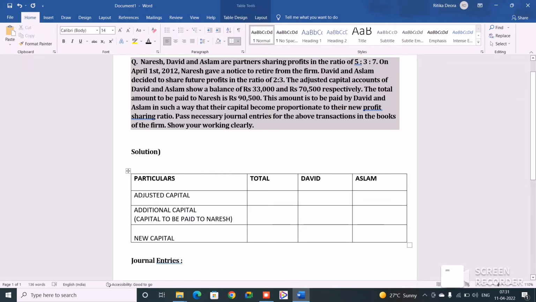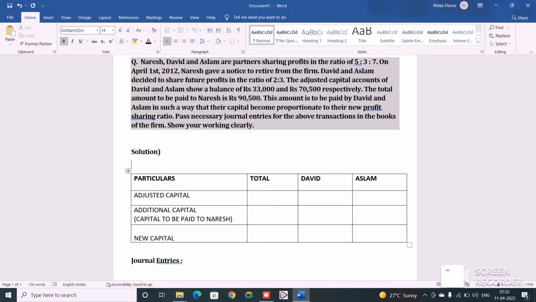So for clear and better understanding, we will create a table as you can see on the screen. The first column will be of particulars, the second column will be of total, and the remaining two columns will be of remaining partners. Now you must have a question that why didn't we create a column for the retiring partner? It is because the retiring partner is going out of the firm. So he won't contribute anything in the capital of the reconstituted firm or in the new capital. So there will be no alteration in the capital of the retiring partner. There will be no adjustment in his capital.